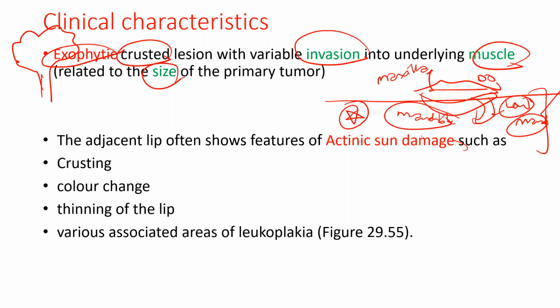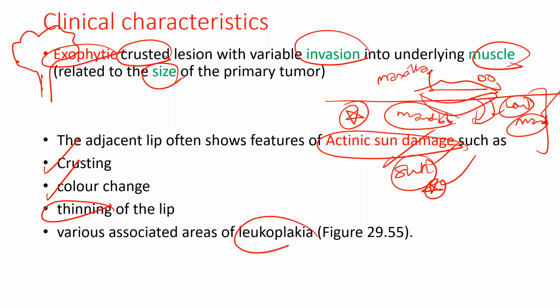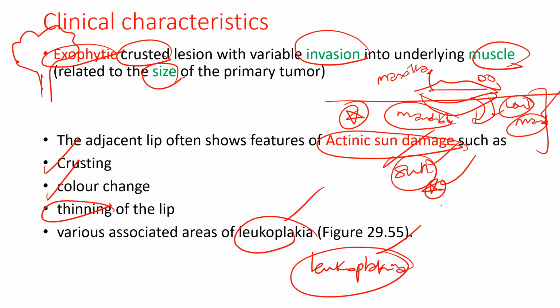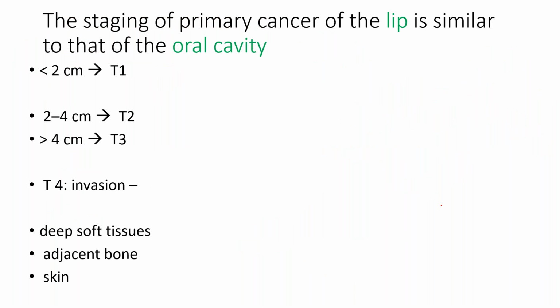It shows the features of actinic sun damage. As you have seen, sun is the most important factor for lip cancer. Sun damage shows crusting, color change, and thinning, associated with leukoplakia. I told you leukoplakia is a white patch. I already told you in the previous class.